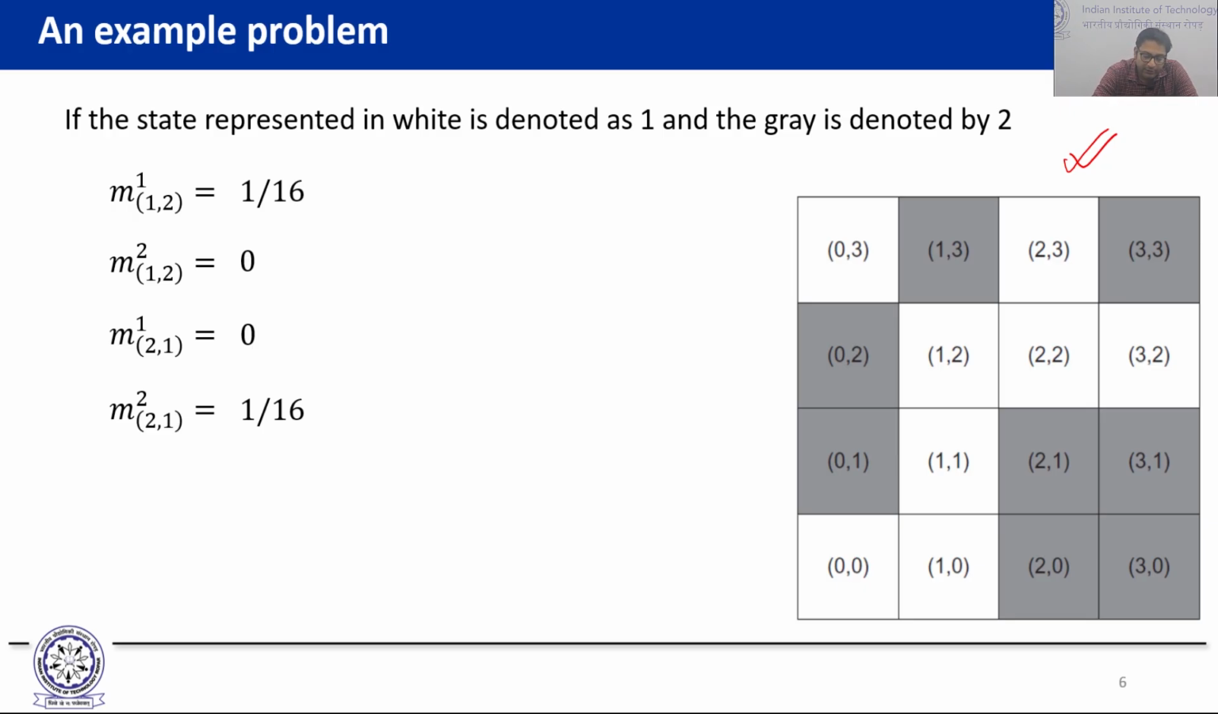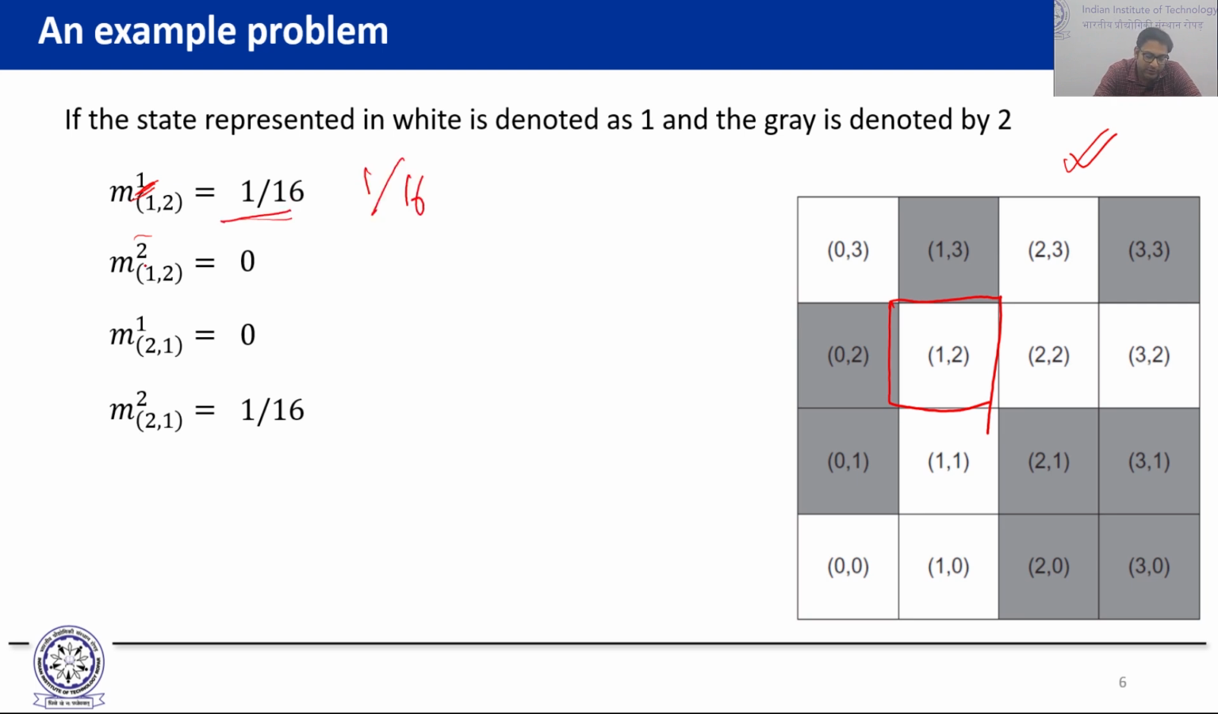So what we are doing, we are locating here the cell 1, 2. So that is basically the cell over here. And what we have said is that if the state is represented in white, it is denoted as 1. So I am talking about the state which is represented as 1, that is the white cell. Now if you look at this entire matrix, this is a 4 by 4 matrix, so you have got 16 possible states. And so the fact that you've got a white state over here, it basically means that this value is 1 over 16.